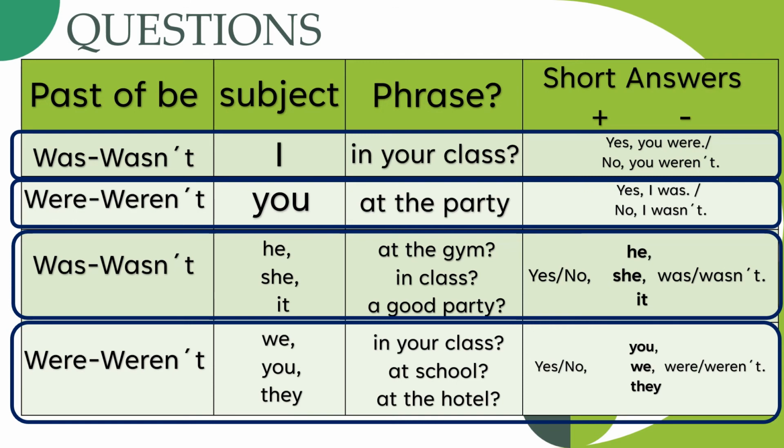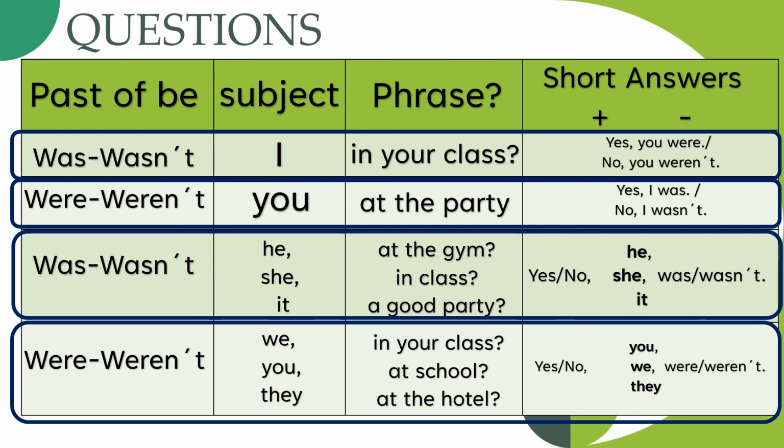Maybe were we in your class? No, you weren't. Or weren't you at school? Yes, we were, of course. Or finally, weren't they at the hotel? No, they weren't at the hotel.